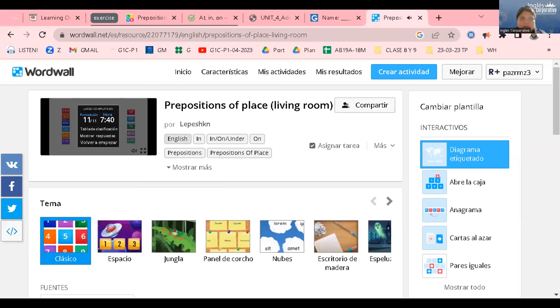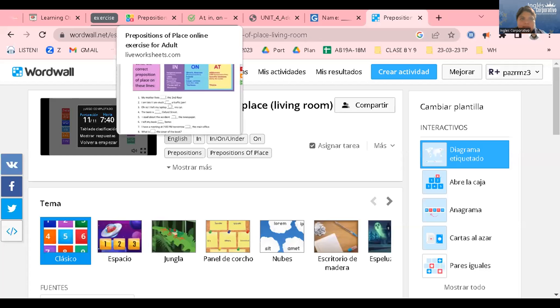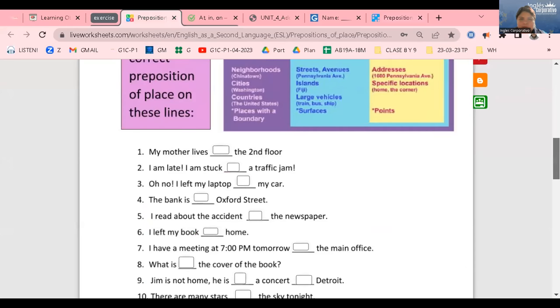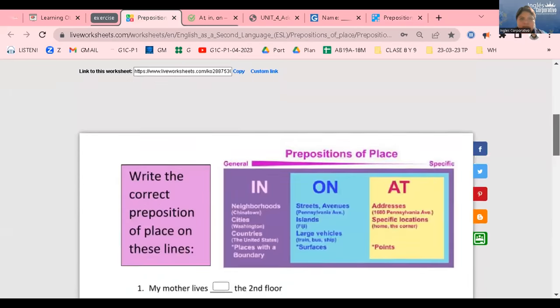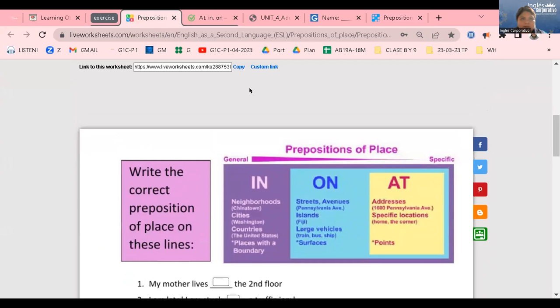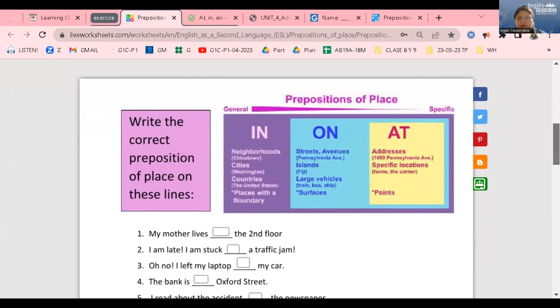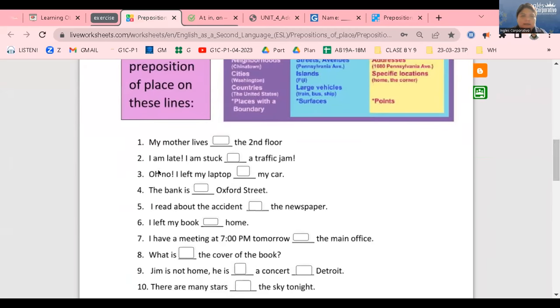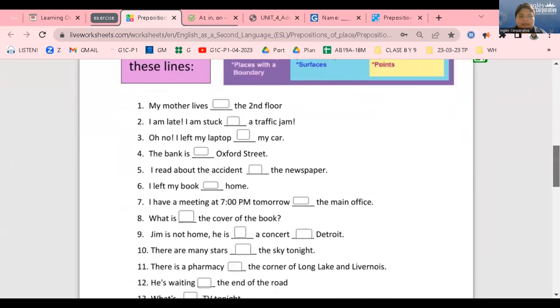Okay, so now we will continue with a task and I'm going to give you some time. So I'm gonna send this worksheet so you can start working on that. Okay, so I'm gonna send it to the group. Vamos a enviar nuevamente el enlace, but you're going to work in pairs in this activity. Okay, so remember that you have to use in, on, and at, and write the correct preposition of place on these lines. My mother's lips, okay, in, on, or at. So you have to decide that.